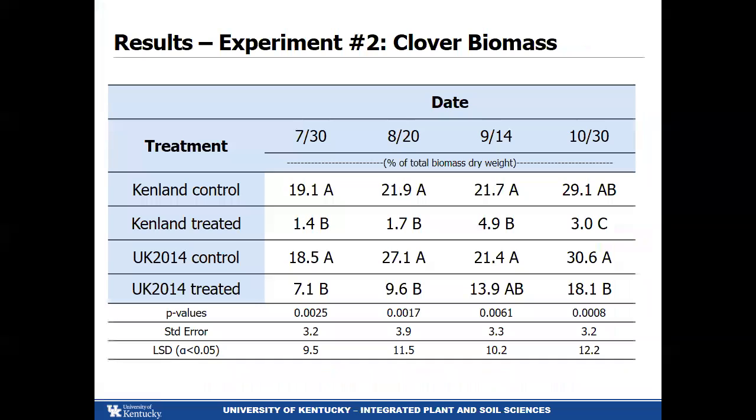All right, in terms of biomass, we saw a similar situation with the controls, no differences whatsoever in the percentage of clover on those plots. And again, the 2,4-D treatment was enough to reduce the biomass in both lines, except for the last two dates where Kenland was worse than the other treatments. And in the very last date, you see the same pattern as we saw with the stand, and Kenland did not recover as well. You can see that it's the worst of the treatments there, although we had some reduction for UK as well.